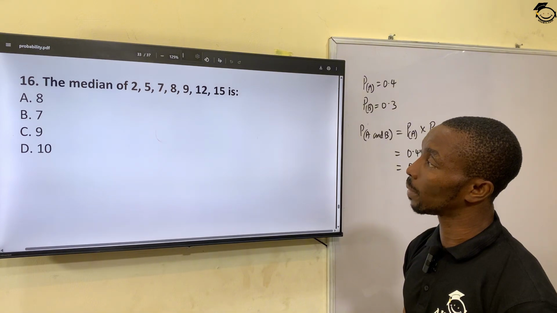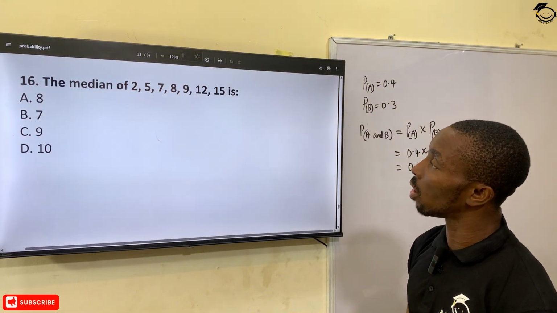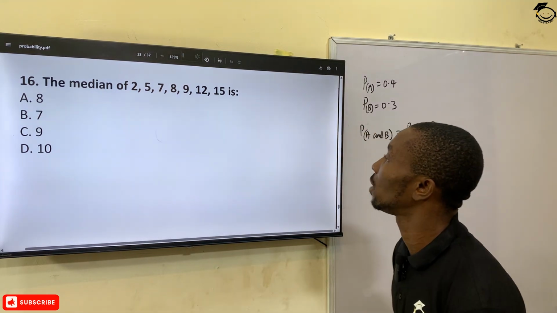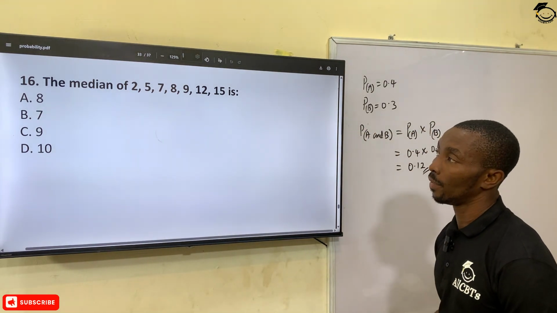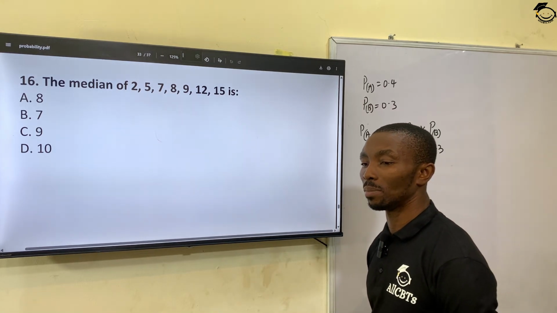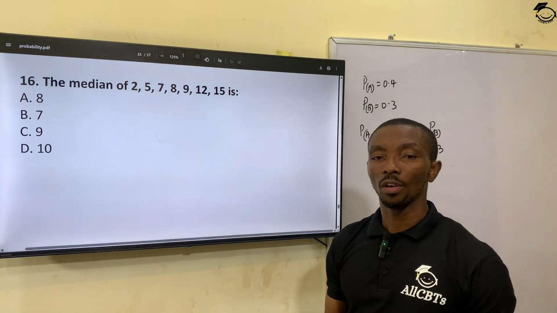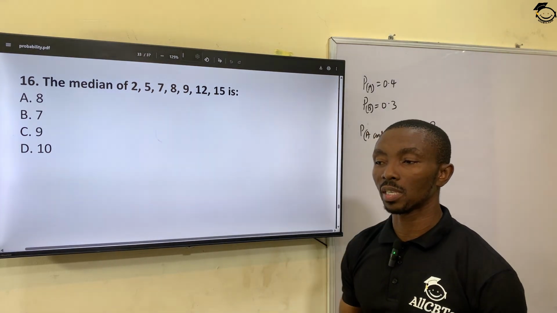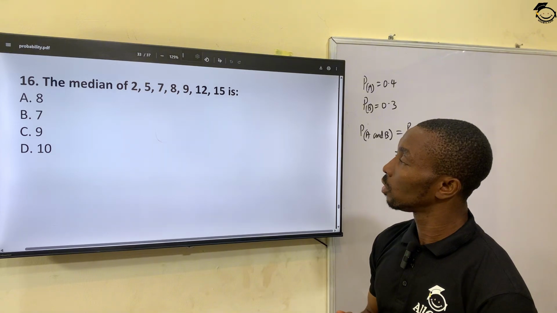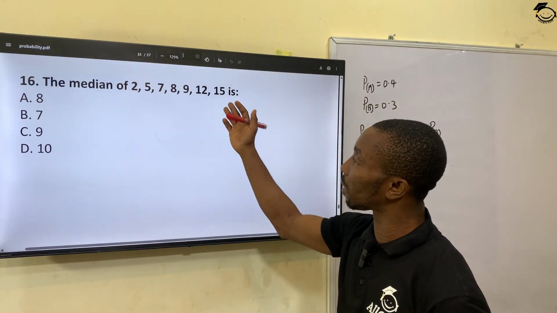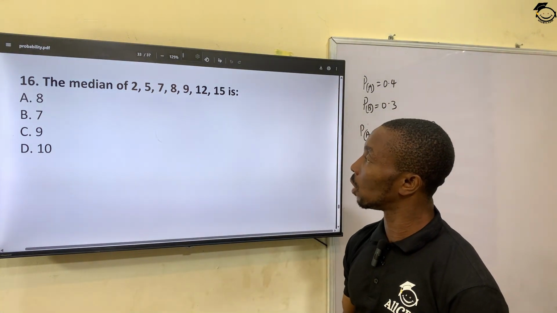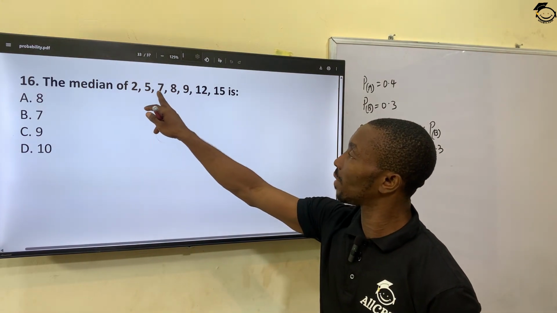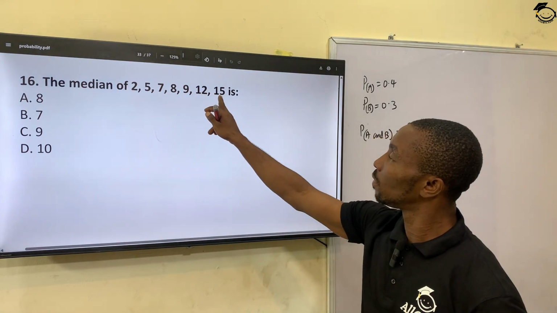The next question talks about: find the median of this set of data 2, 5, 7, 8, 12, 15. Now, we know that for us to find the median of any set of data, the data has to be arranged in either ascending or descending order. And good enough, this is already arranged in ascending order. So we look for the middle number between 2, 5, 7, 8, 9, 12, and 15.